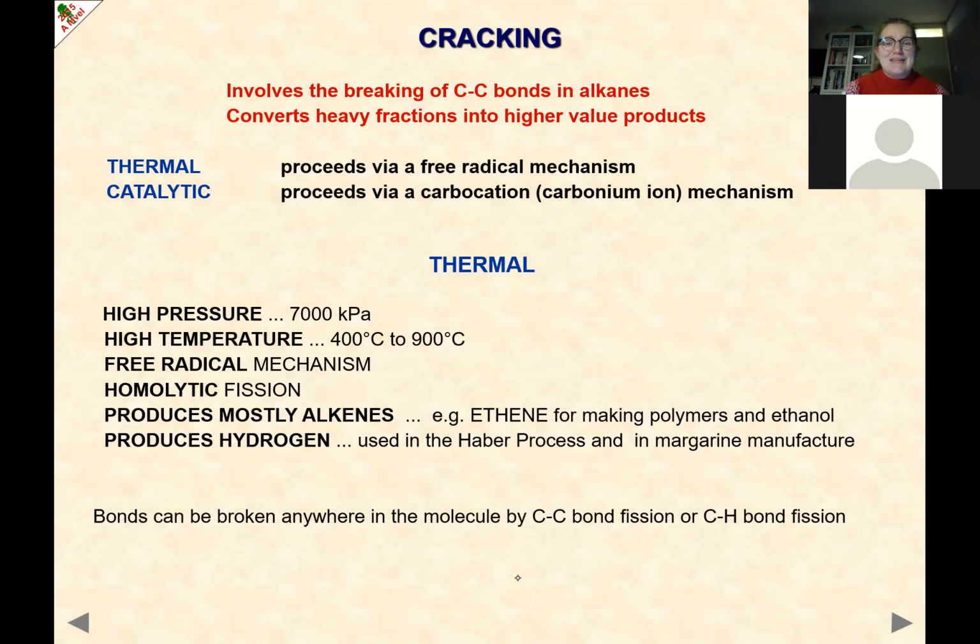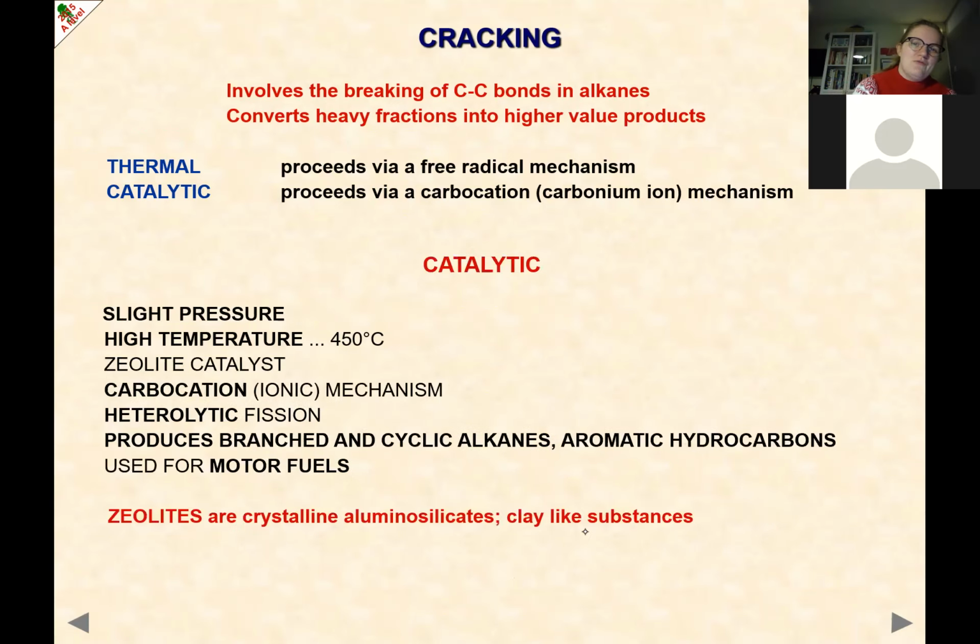It produces mostly alkenes. So for example, ethene for making polymers and ethanol. It also produces hydrogen, which can be used in the Haber process and in margarine. Bonds can be broken anywhere in the molecule by carbon-carbon bond fission or carbon-hydrogen bond fission.